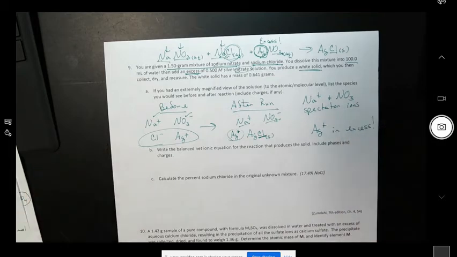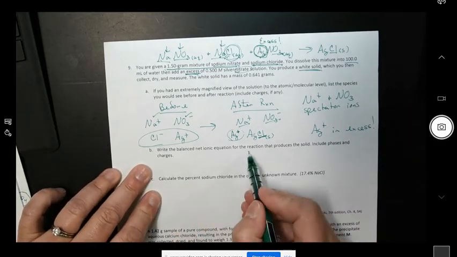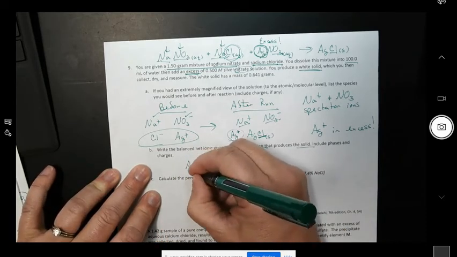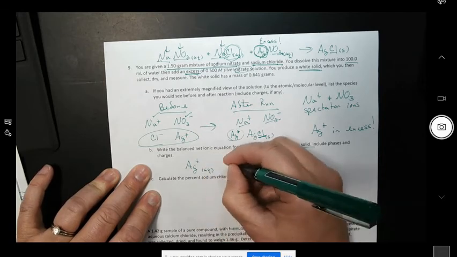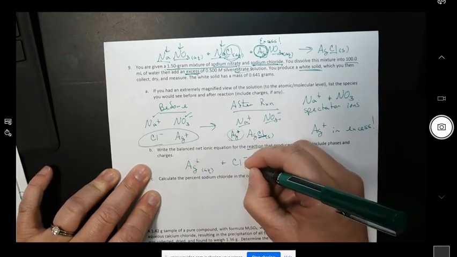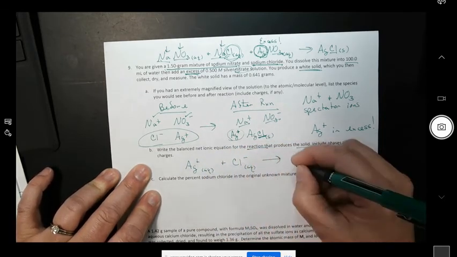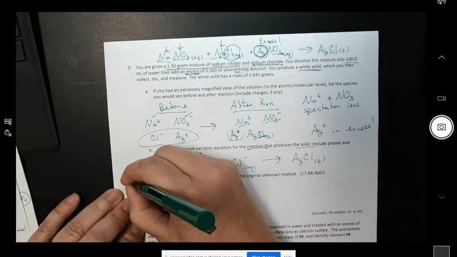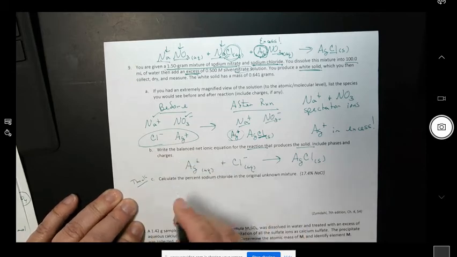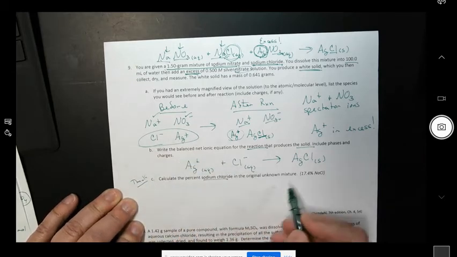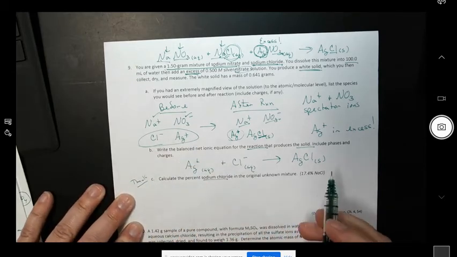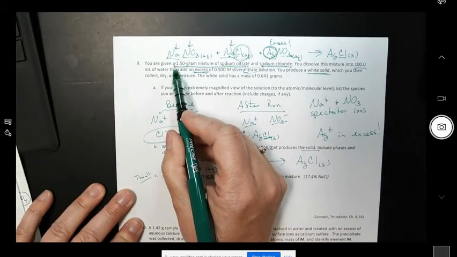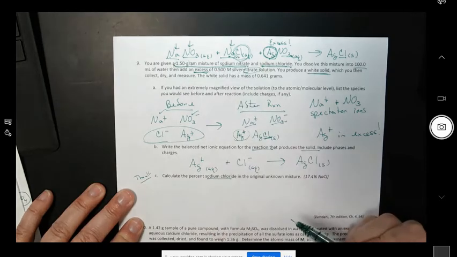All right, so write the balanced net ionic equation for the reaction that produces the solid. That's only our Ag plus and our Cl minus. All right, now this one we need to think about. Calculate the percent sodium chloride in the original unknown mixture. So going back to this, remember I said we have a 1.50 gram mixture, but we don't know how many grams of it were sodium chloride.